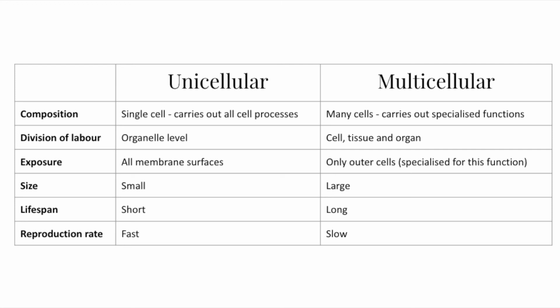Unicellular organisms have quick reproduction rates and a short lifespan compared to that of multicellular organisms, which have a slow reproduction rate and a longer lifespan.